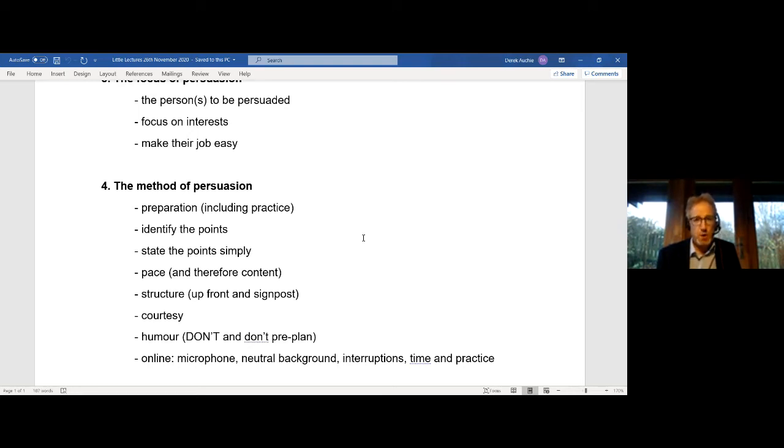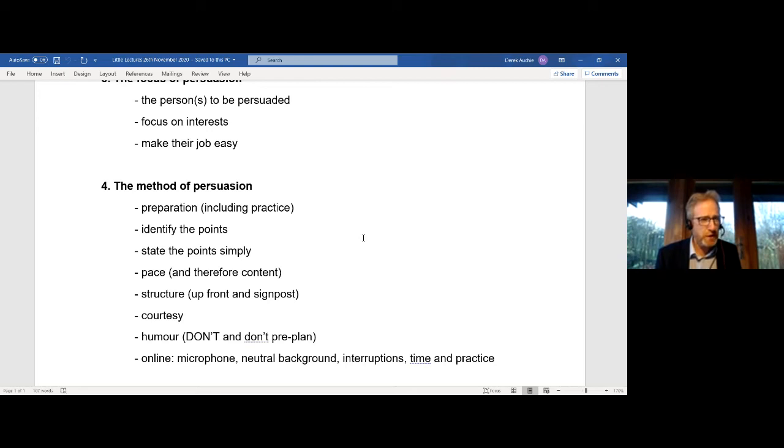Humor, don't do it unless you really feel you have to, and certainly don't pre-plan it, because pre-planned humor, in my experience, normally doesn't work. I don't know why this is, but both from my own experience and from seeing others trying it, if something is spontaneous, somehow it's more likely to be funny. I don't understand why that is. Maybe psychologists could talk about that. But it seems to me that pre-planned humor normally doesn't work.